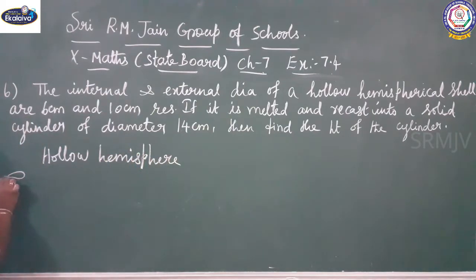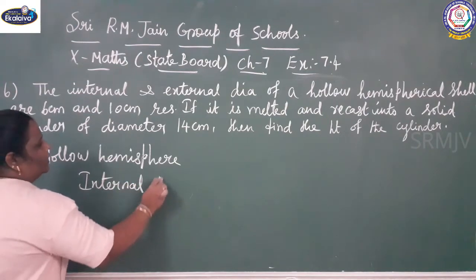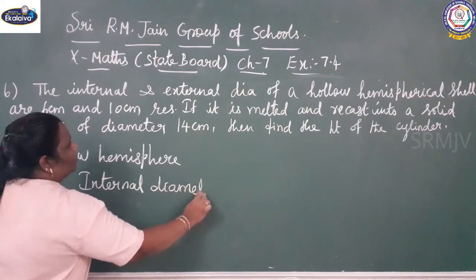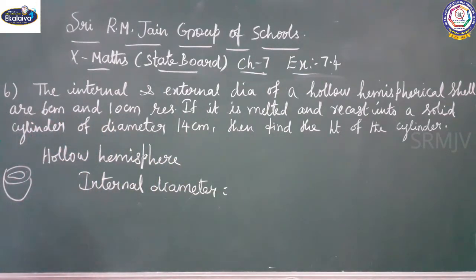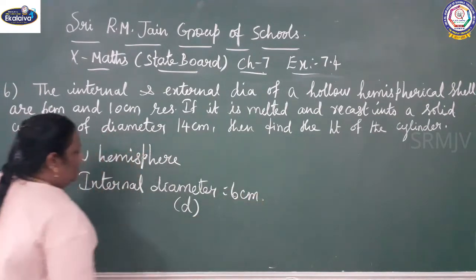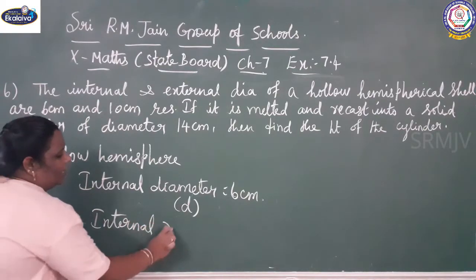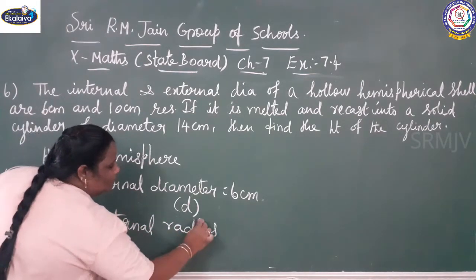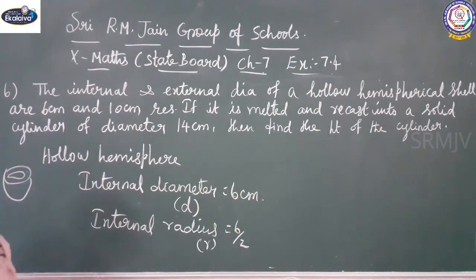See, this is like this. Hollow hemisphere. Internal diameter equal to what? 6 centimeter. That is small d equal to 6 centimeter. Internal radius small r equal to 6 by 2, 3 centimeter.